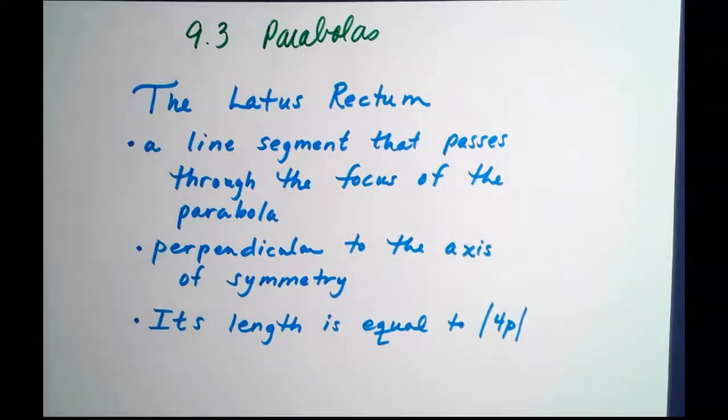So, of course, you all know about p. You know how the p value is related to the a value, and that gives you information about how the parabola is going to open. If the p value is positive, the parabola will open up or to the right. If the p value is negative, the parabola will open down or to the left.